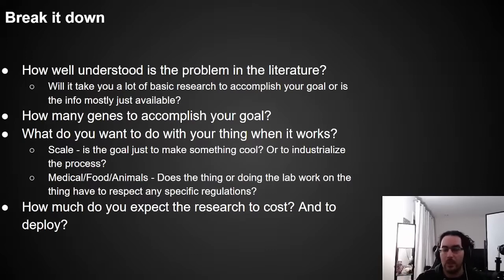The next thing that you need to keep in mind is how many genes are required to do your thing. So if you're making a protein, the answer is usually 1. Whereas if you're making a chemical, the answer could be anywhere from like 2 to 15. Every gene you need to include in your construct makes it harder and makes it less likely to succeed because there's more moving pieces that all need to work in concert, and it's just so much harder.